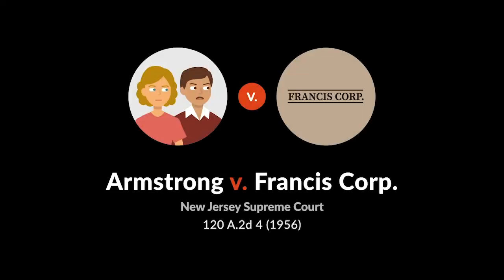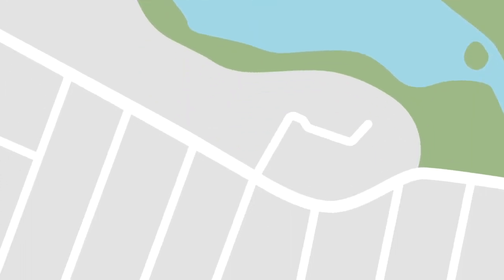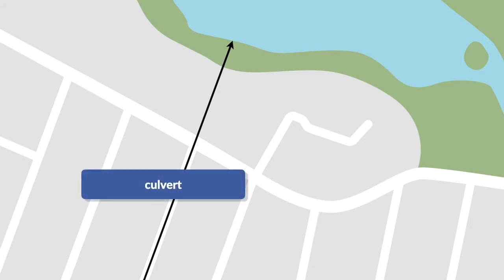In Armstrong v. Francis Corporation, a court considered which of these theories to apply after a home builder's drainage system turned its downstream neighbor's gentle stream into a gushing mess. Francis Corporation owned a 42-acre property in Rahway, New Jersey. A stream flowed north across Francis's property, then through a box culvert, and eventually emptied into a lake.